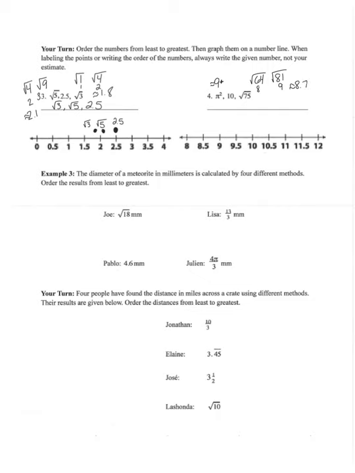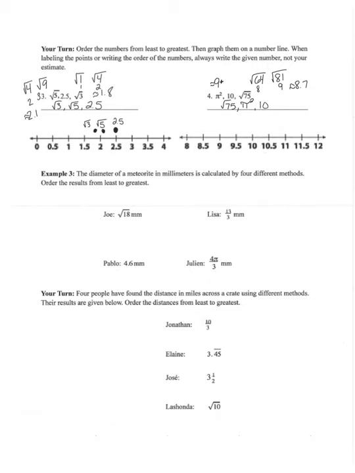So we've got a little bit more than 9, that's that pi squared. We've got 10, and we've got about 8.7 for the square root of 75. So listing this in order from least to greatest, the smallest is going to be that square root of 75. And then we've got pi squared. And then we've got 10.